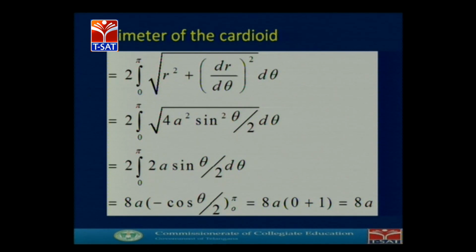So we got the value: if the given equation is in terms of r equal to f of theta, then the length is the integral from theta 1 to theta 2 of under root of r square plus (dr by d theta) whole square d theta.